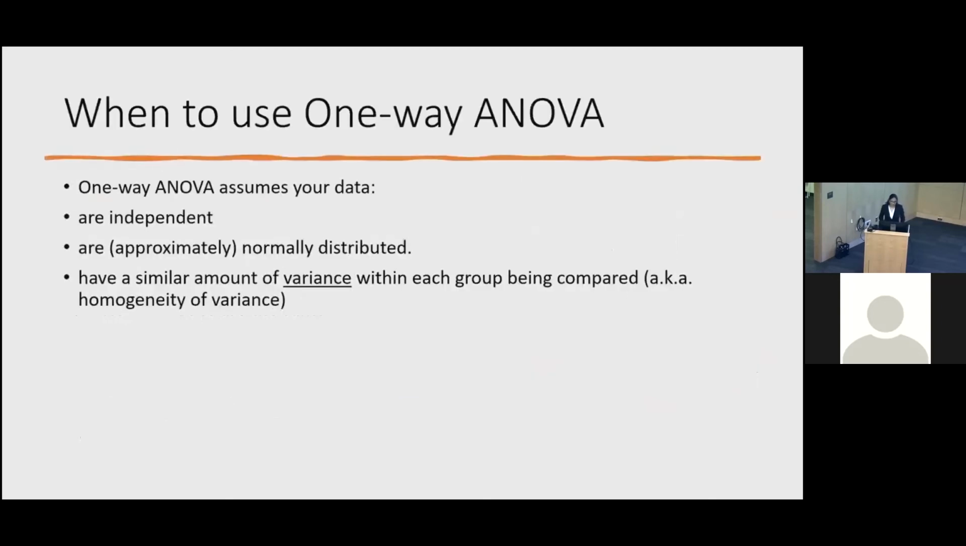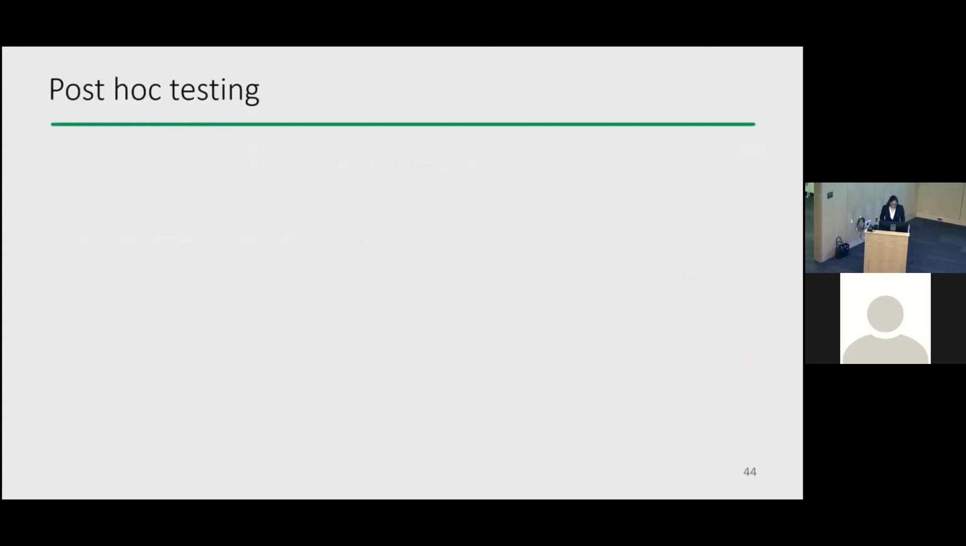So when to use one-way ANOVA? One-way ANOVA assumes that your data are independent, are approximately normally distributed, and have a similar amount of variance within each group being compared, also known as the homogeneity of variance, or you can do Levene's test to find that out.